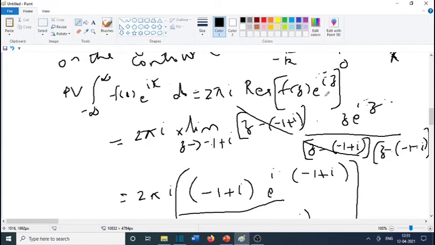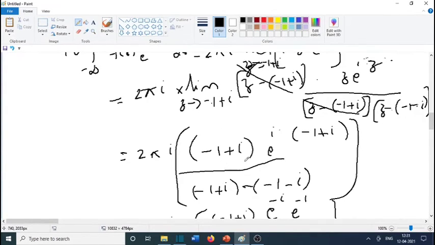Here we evaluate the residue at z equal to minus 1 plus i, which lies inside the contour. So 2 pi i into the limit as z tends to minus 1 plus i of z minus of minus 1 plus i, z e raised to iz by z minus of minus 1 plus i, z minus of minus 1 minus i. We split the quadratic term and wrote it out. We know that minus 1 plus i and minus 1 minus i are roots. So we split it and cancelled. Now substitute minus 1 plus i: 2 pi i into minus 1 plus i into e raised to i into minus 1 plus i divided by minus 1 plus i minus minus 1 minus i.